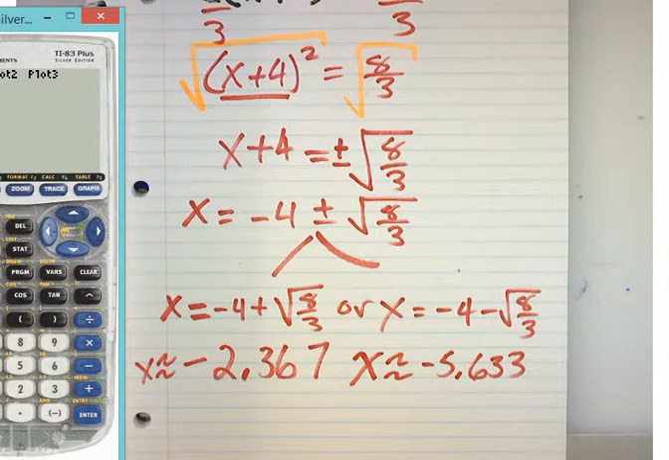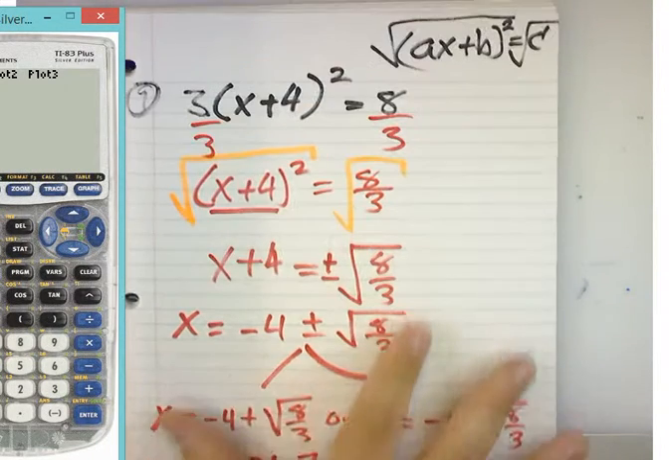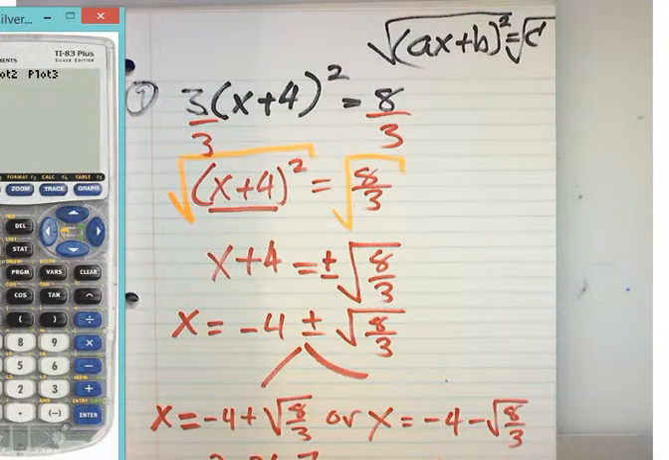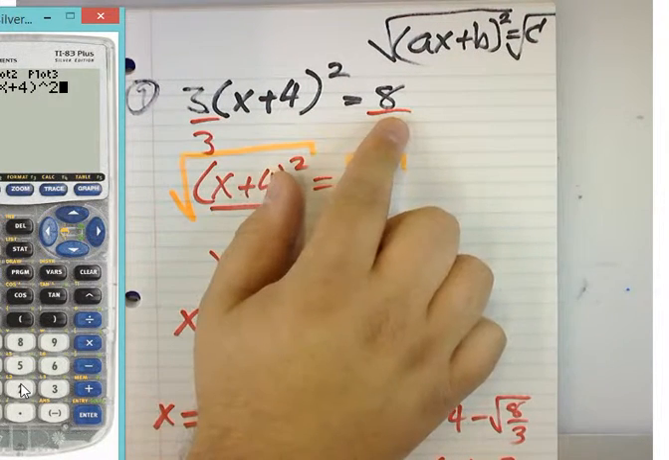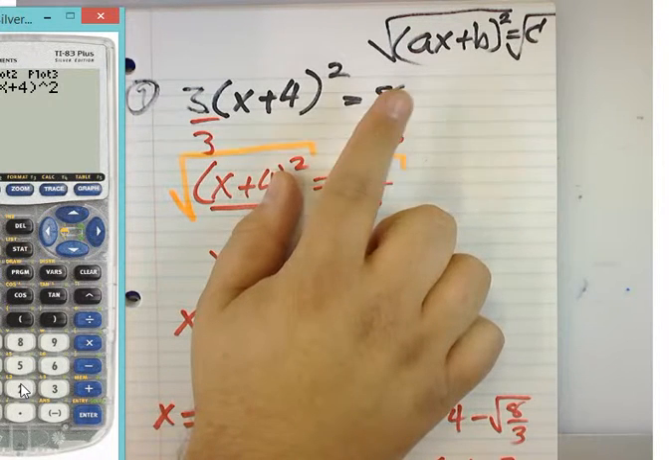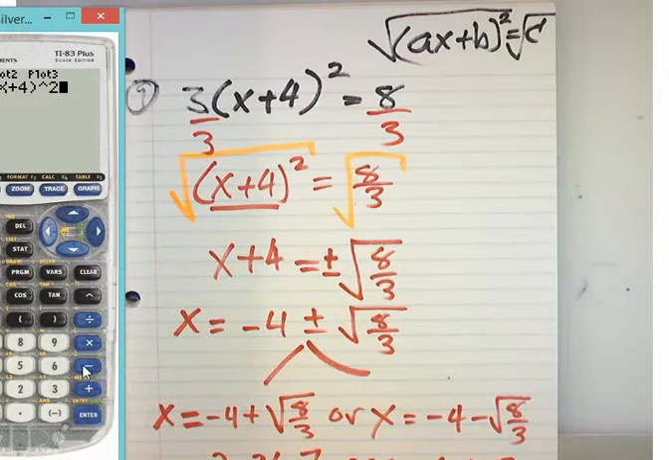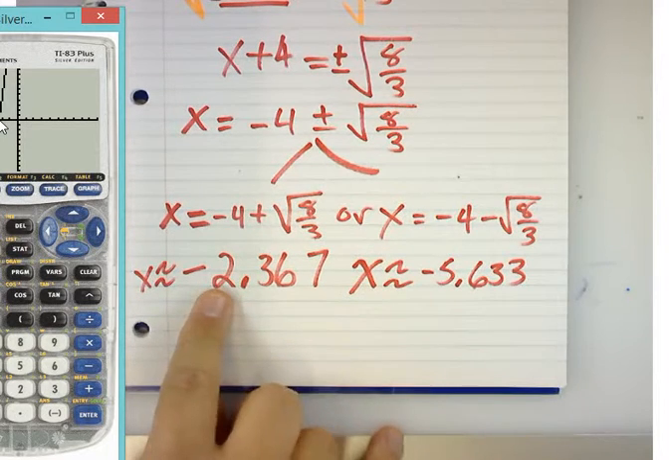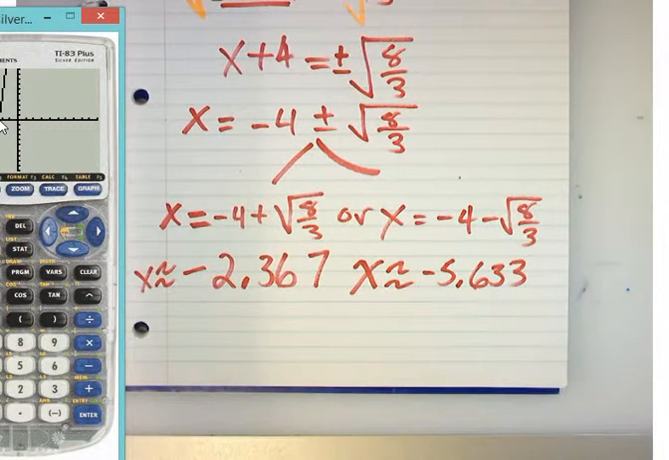Now when I hit y equals, I'm going to plug in this original equation. But I have to set it equal to 0. So I'm going to say 3 times the quantity x plus 4 raised to the 2. Now, if I take this expression and set it equal to 0, how do I do that? I have to subtract 8 from both sides. So the equation is really minus 8. I'm going to tack on that minus 8. Now when I graph that, these 2 points where it crosses the x-axis should be negative 2.367 and negative 5.633.